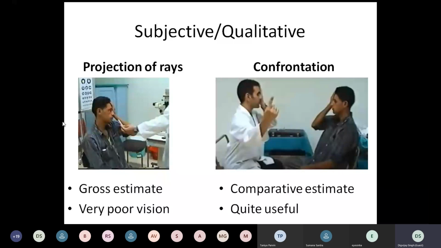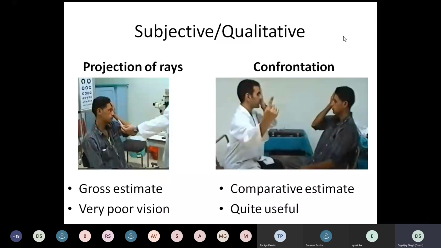The other is the confrontation field test, which you must know. Here what you're doing is comparing the patient's visual field with the examiner's visual field, or with your own visual field. So you ask the patient to close one eye, you close the corresponding other eye, so that, as you can see here, when you're sitting opposite, both the open eyes are facing each other and the closed eyes are facing each other, and you use a target and you bring it from the periphery to the center, and at whatever point the patient is able to see it, that is the extent of his visual field, and you can compare it with yourself.